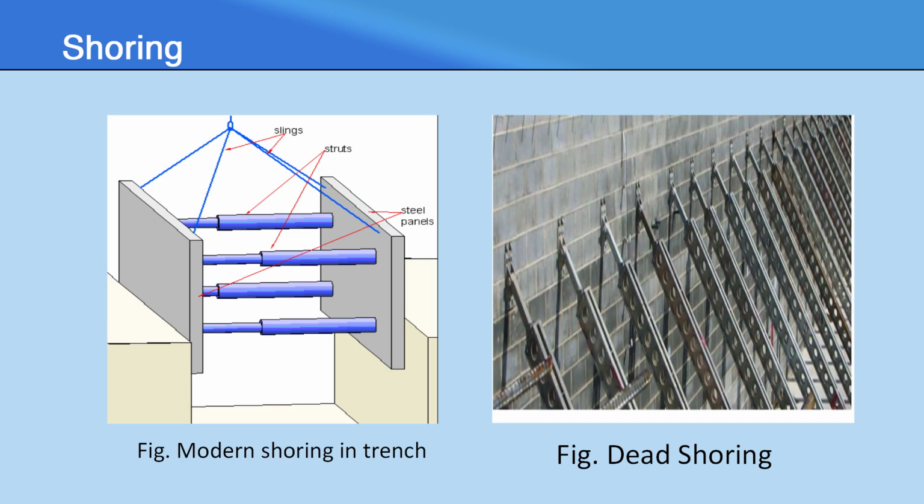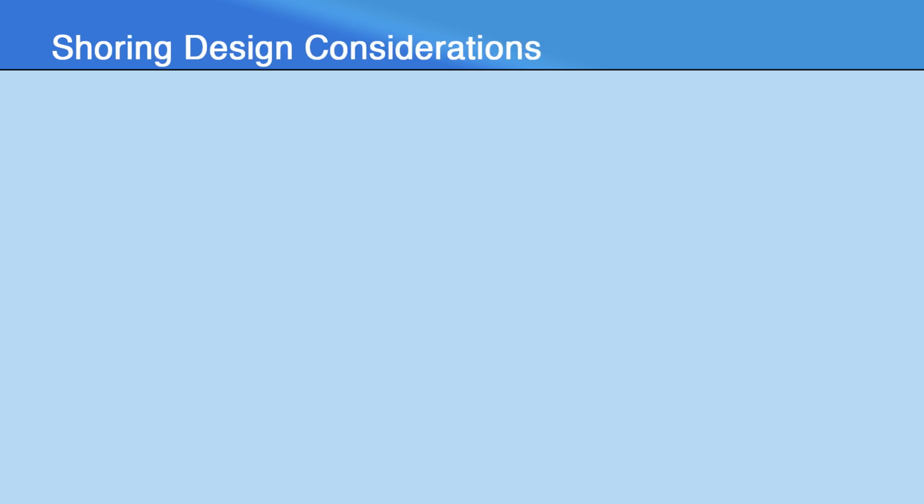This is the photograph of shoring. The first photograph shows modern shoring for a trench, and the second is dead shoring, which will support the wall structures.